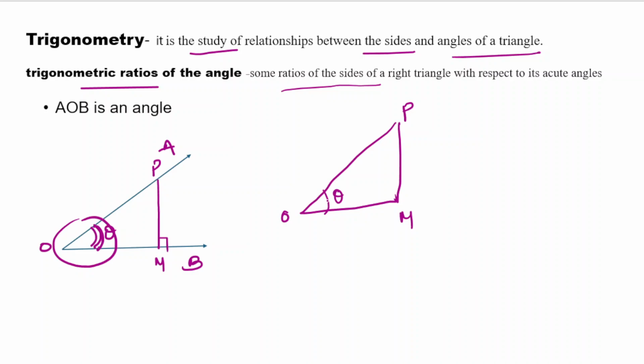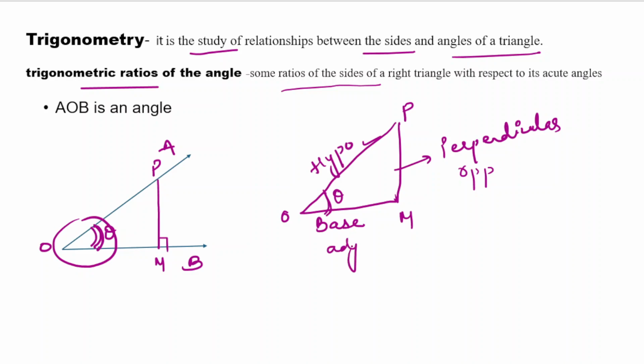Now with respect to this theta, we are going to discuss all the relationships between these sides and the angle. With respect to this theta, since it is a right angle triangle, we know that OP is the hypotenuse, and the side opposite to this angle is known as the perpendicular, and the side on which we have the angle theta is known as the base. Or you can say it is the side opposite to the angle, and the side adjacent to the angle. But for convenience, we are using hypotenuse, perpendicular, and base.